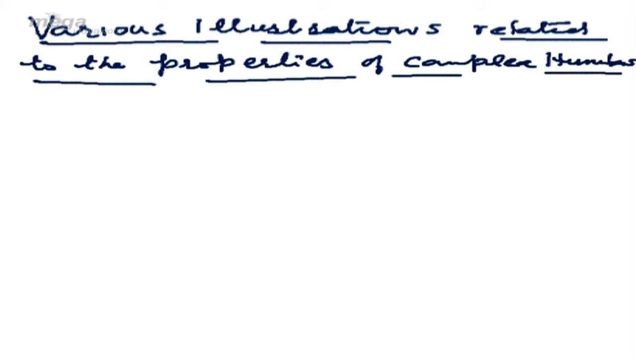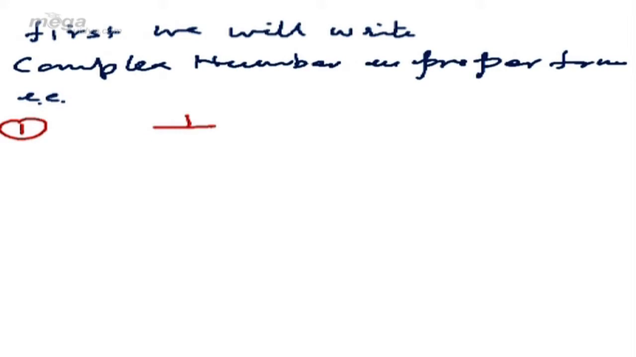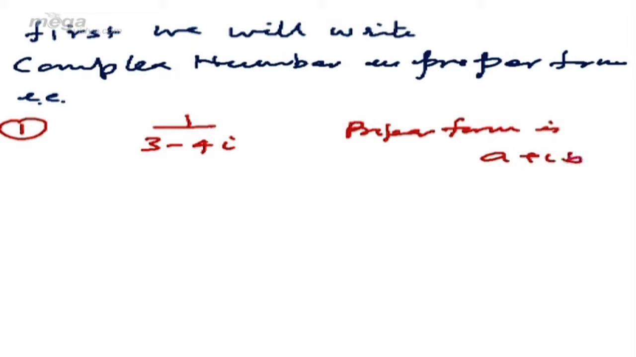Today we will see the illustrations on the various properties of the complex numbers. First we will write the complex number in a proper form. That is, if the complex number is given as 1 upon 3 minus 4i, it is not written in a proper form. Proper form is a plus ib.